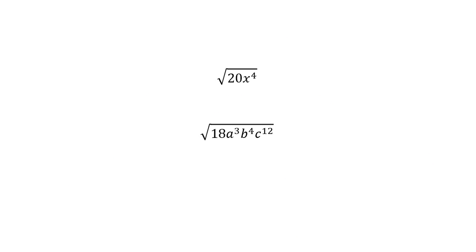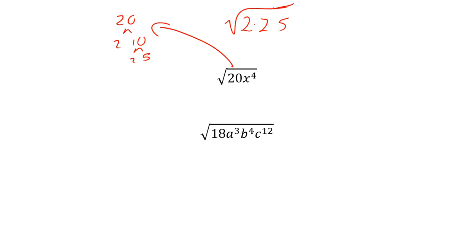All right, so now let's say we throw in variables. For the coefficient, or the number out front, you're going to do the same thing. So 20 breaks down to 2 times 10 and then 2 times 5, which means we have root 2 times 2 times 5. The 2's come out, leaving you with 2 root 5. So that is just the 20.